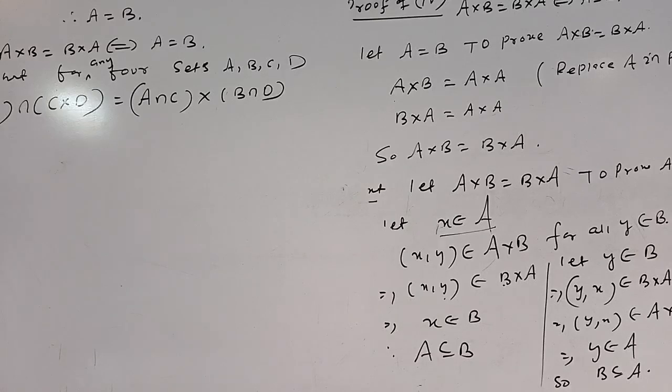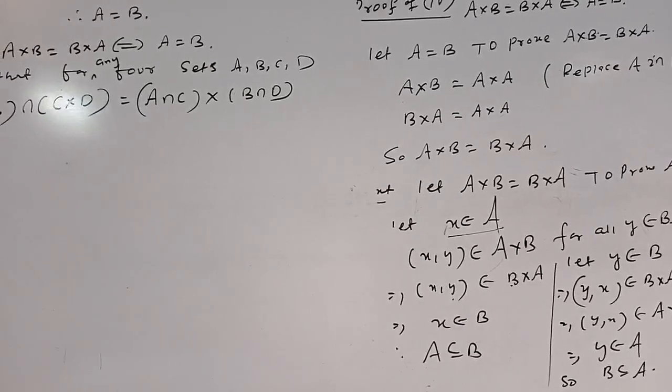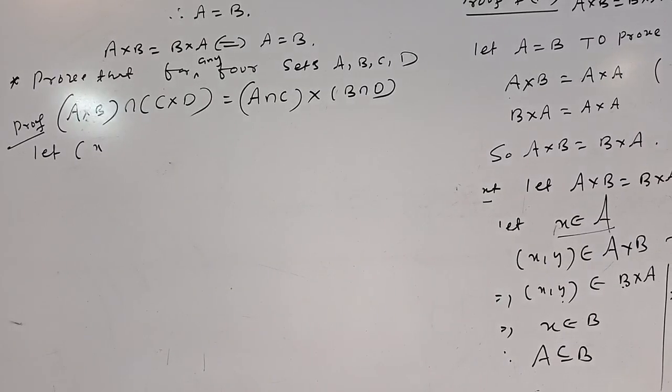Let the ordered pair be (x, y). Okay. So the ordered pair (x, y), that is... For any four sets A, B, C and D, prove that (A × B) ∩ (C × D) is equal to (A ∩ C) × (B ∩ D). Okay. So how can you prove this one?